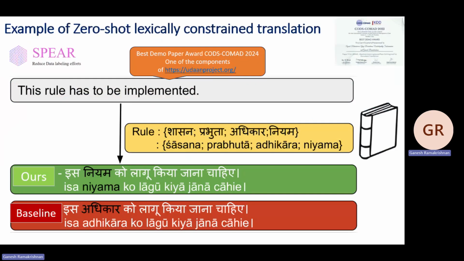There's another example. We have this project Udan, which is being extensively used now by education and the State Department. One of the important points there is that we allow for zero-shot lexically constrained translation. Imagine I have a sentence to be translated. This rule has to be implemented.